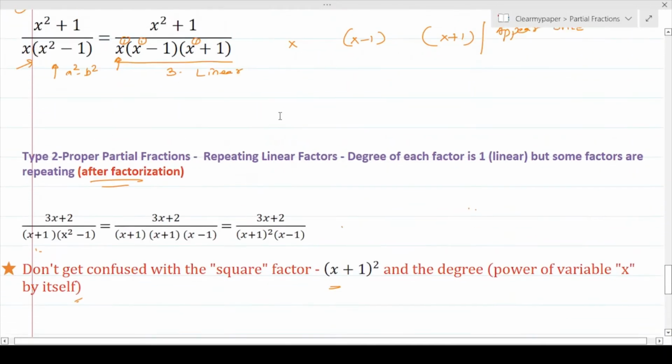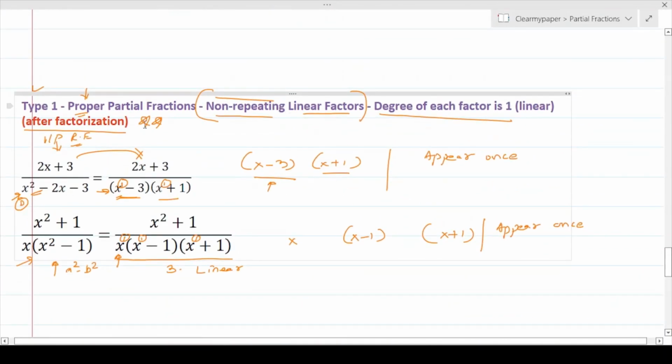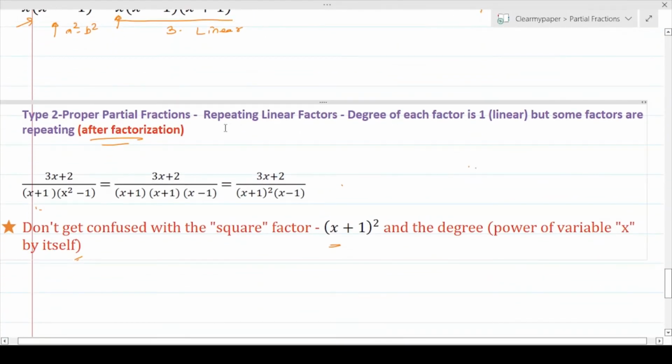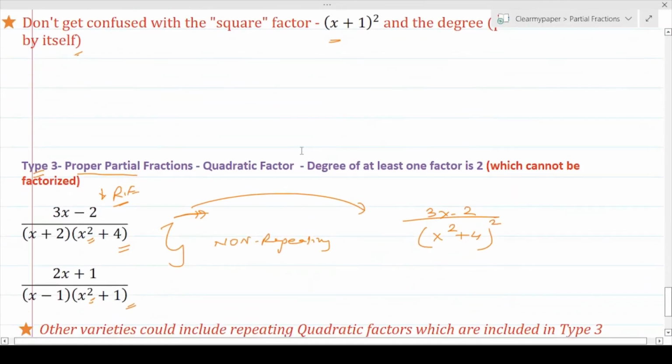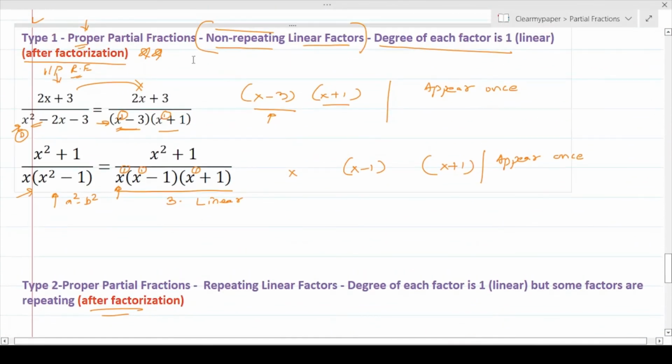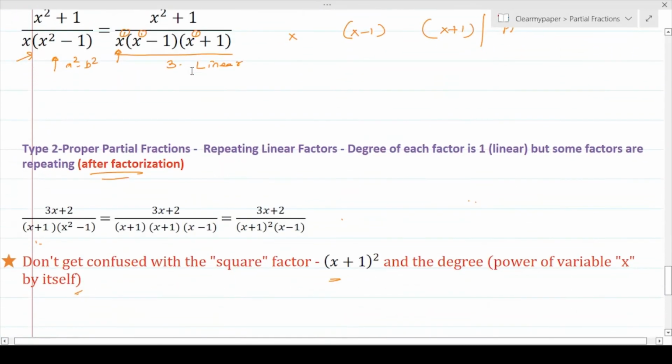So summing up, three types of problems for partial fractions: type 1, non-repeating linear factors; type 2, repeating linear factors; and type 3, quadratic. In the next 3 or 4 episodes, we will take each type and see how to solve and how to attack the problems based on the specific type. More coming up in the next episodes.